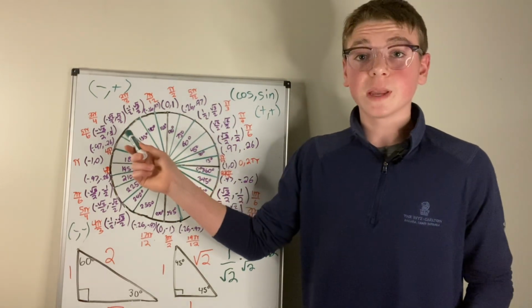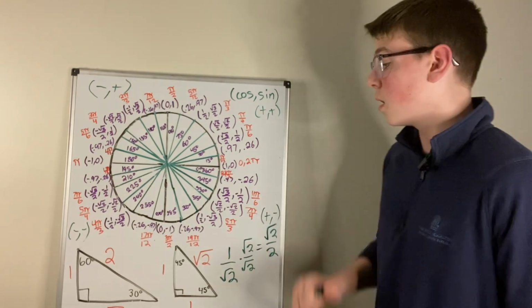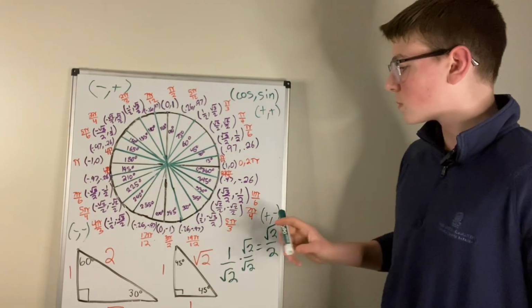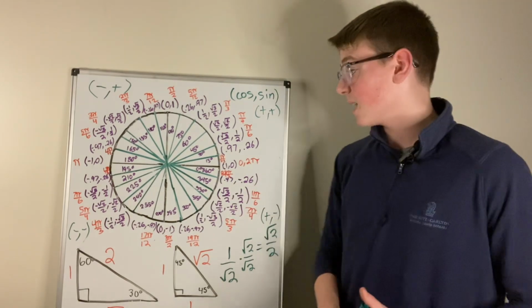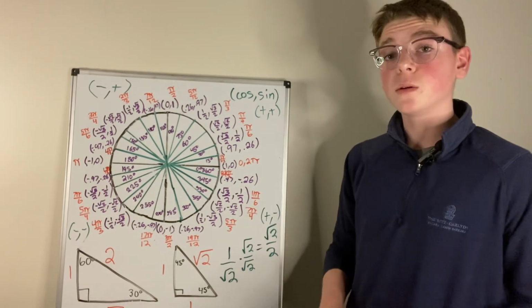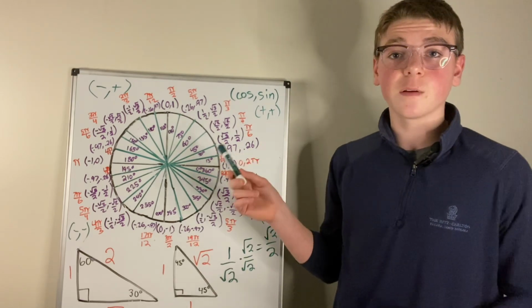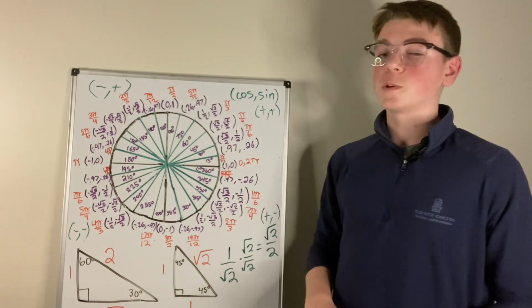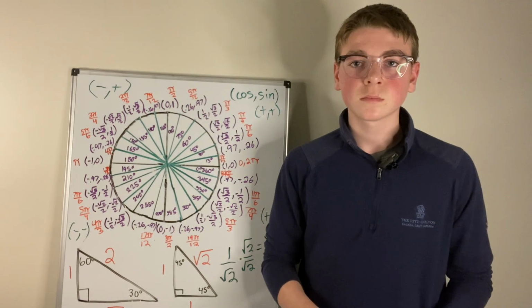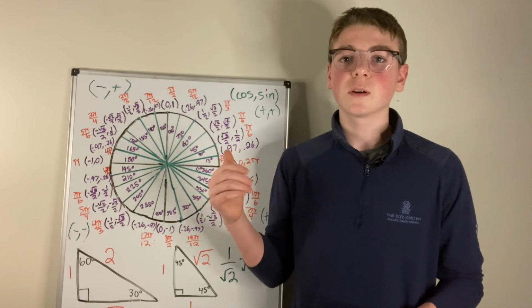Here, the cosine will be negative and the sine will be positive. Here, cosine and sine are both negative. Excuse me. Fourth quadrant, well, the cosine's positive and the sine is negative. So we're always going back to pi over 12, pi over 6, pi over 4, pi over 3, 5 pi over 12, and pi over 2. That's all we're doing. We're always going back to this first quadrant.